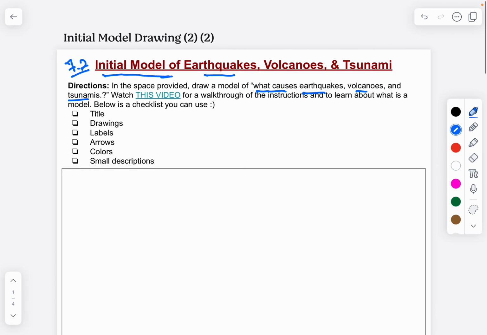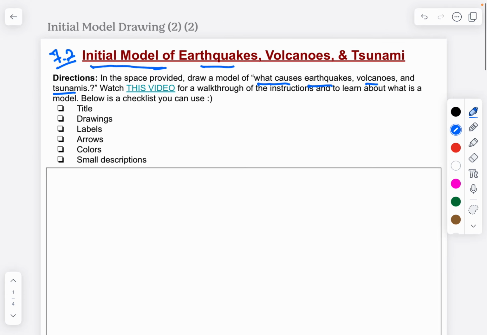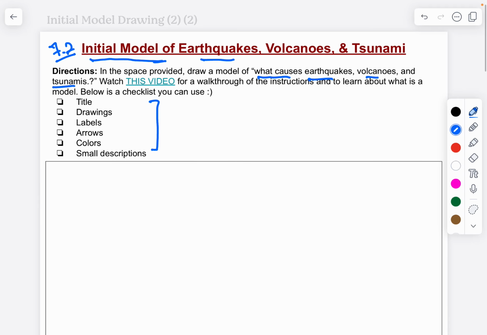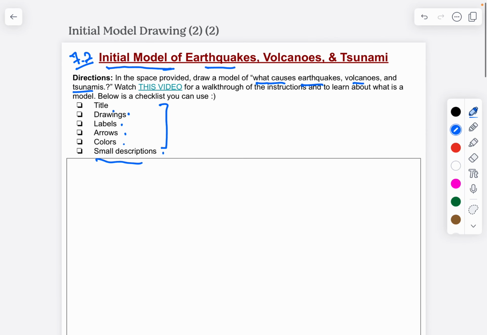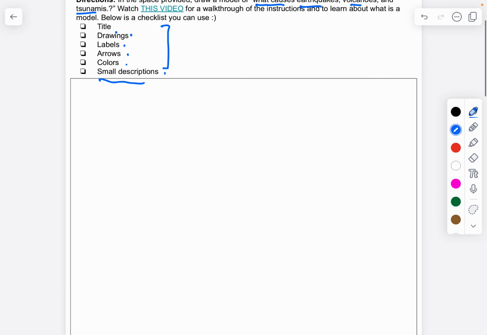Folks, if you already know what a model is, then you can go ahead and start. But remember, there is a checklist here for you, right? So you want to try to include all of these, or as many of them as you can. So you'll want a title, some kind of drawing, some labels, some arrows, some colors, and maybe some small descriptions of stuff that you might know that is happening to cause earthquakes, volcanoes, and tsunamis.